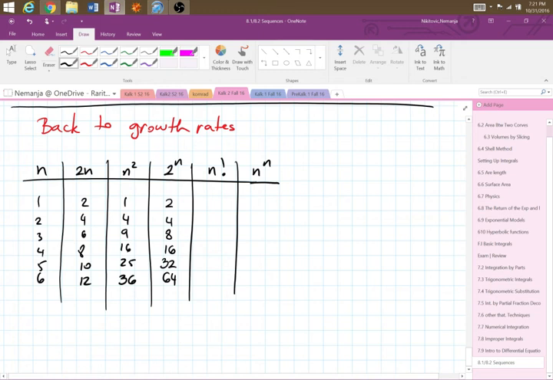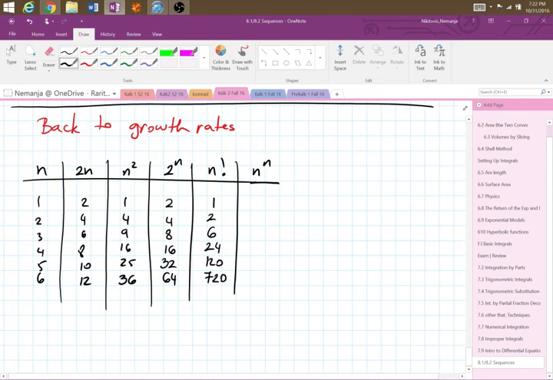Now we go with factorials. 1 factorial is 1. And 2 factorial is 2. And then 3 factorial is 6. Slow. 4 factorial? 24. Boom. 5? 120. Uh-huh.